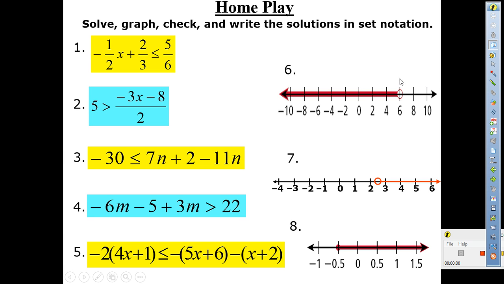All right, so for home play, you have 8 problems. Today we're going to ask to solve, graph, check, and write a solution in set notation. Today I'm going to show you exactly how I want the set notation. We've been using sets, but today is going to be a little bit different, just so that we start using it as our solution set, aside from just 2 points.